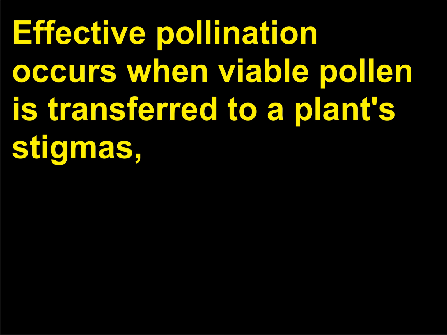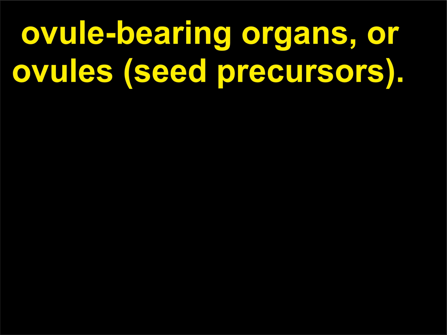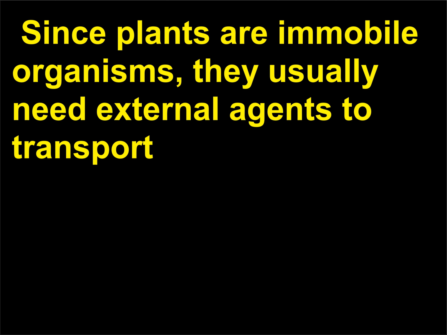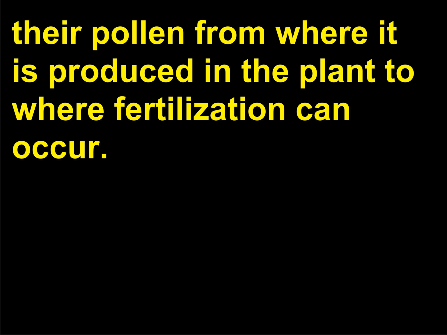Effective pollination occurs when viable pollen is transferred to a plant's stigmas. Ovule-bearing organs, or ovules, are seed precursors. Without pollination, there would be no fertilization. Since plants are immobile organisms, they usually need external agents to transport their pollen from where it is produced in the plant to where fertilization can occur.